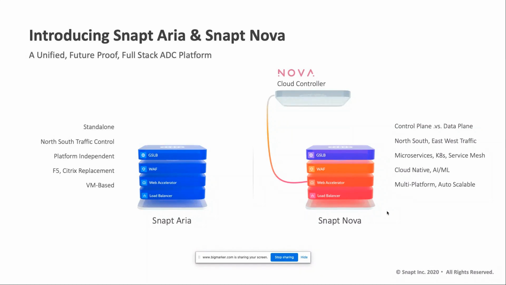This way, with these two products, we offer the most complete ADC offering that exists in the market today, addressing both the traditional applications that require more of a north-south type of traffic control, but of course also accommodating the east to west and microservices architecture with full remote control and separation between data plane and control plane to accommodate for that massive scale and explosion of data services.